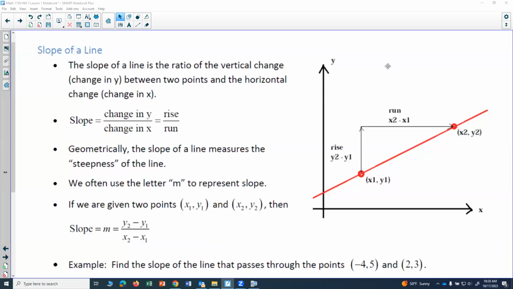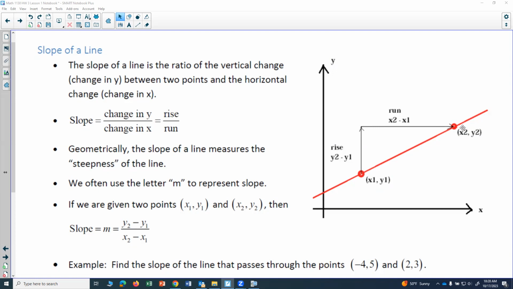In this video, we're going to look at the slope of a line. The slope of a line is the ratio of the vertical change, or change in y, between 2 points and the horizontal change, meaning change in x. We have a visual here over on the right. You can see that I'm starting at this point x1, y1 and going to this other point x2, y2. The slope is going to be the rise, or change in y, over the run, or change in x.